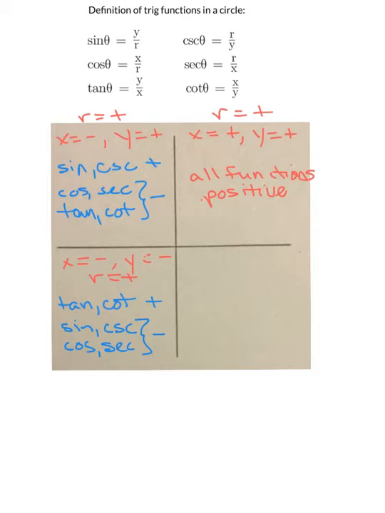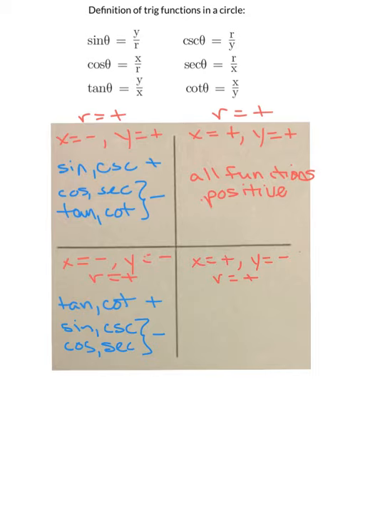In quadrant 4, x is positive, y is negative, r is always positive. So what happens over here? For sine, you're going to get negative over positive, so that's negative. Cosine, if you do x over r, you get positive over positive, so that's positive. Tangent, y over x, is going to be negative.